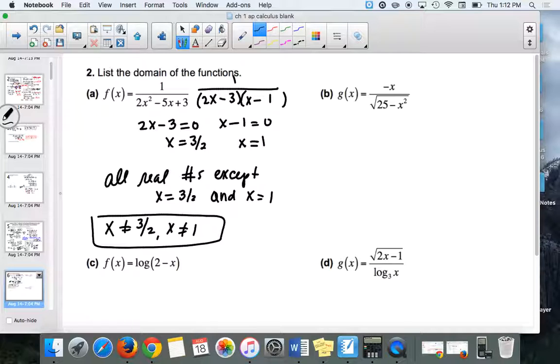All right, so the next one, the domain, what can I not have? X is not allowed to be two numbers. Can you do it in your head? Positive and negative 5, exactly. Do we all see that?